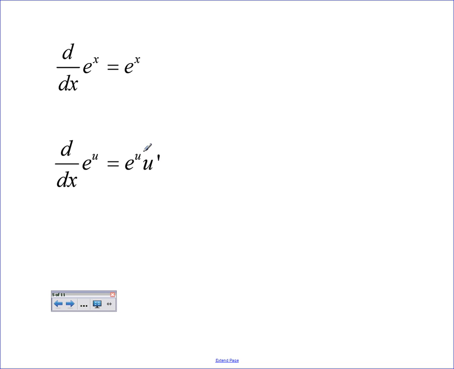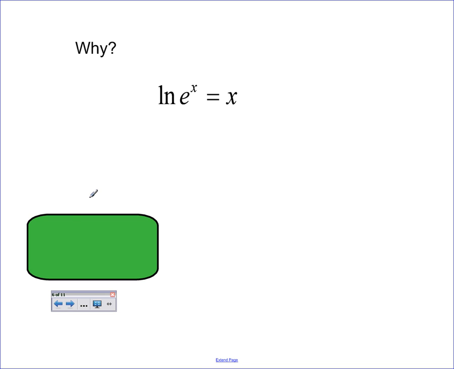Okay, chain rule. So, I made you wait long enough. Why is that the case? Well, we know that the natural log of e to the x is x, right, because they undo each other.